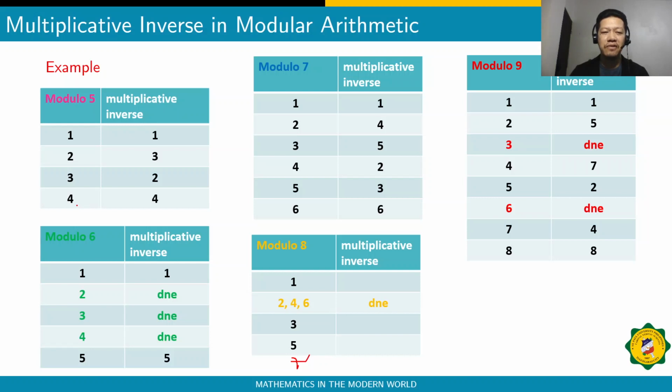So that's correct. How about 4? What's the inverse of 4? It's 4 itself, because 4 times 4 gives you 16. If you get the modulo 5 of that 16, it gives you 1. So that's correct, isn't it?